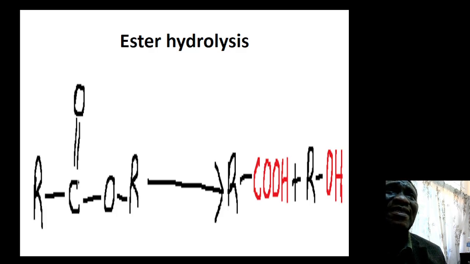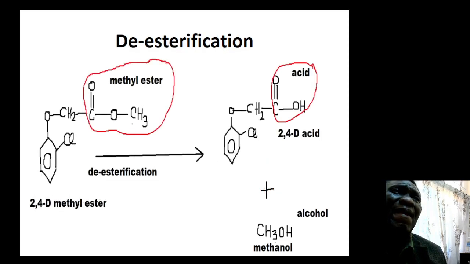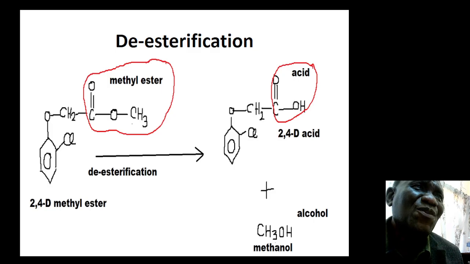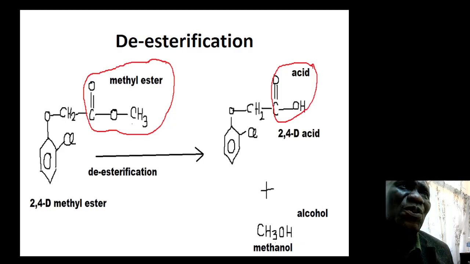Again supported by cytochrome P450. Here we've got the actual molecule 2,4-D methyl ester. We can spot there in red where the split is likely to take place, where there's an ester bond. And this is an example of de-esterification which can take place within the plant to release the acid, the 2,4-D acid.